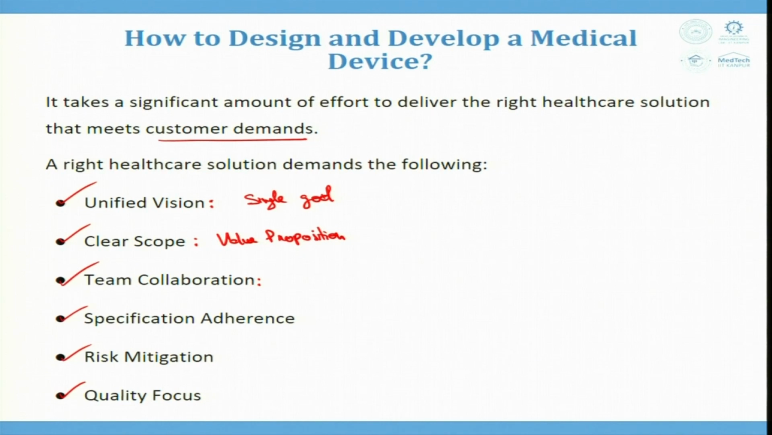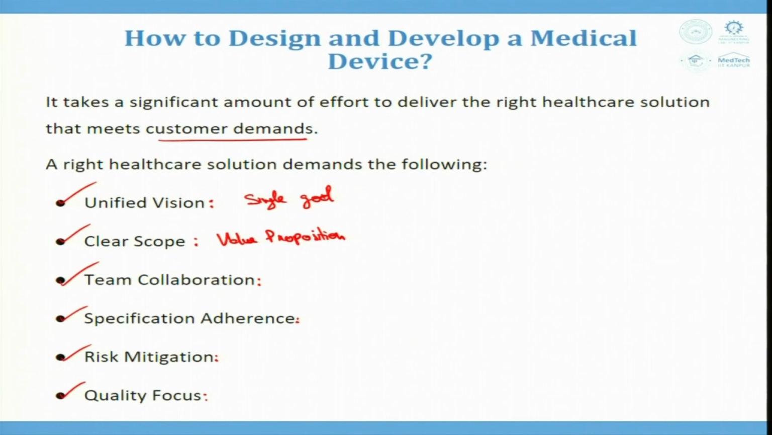Team collaboration means the collective efforts of all the stakeholders of the design process drive towards successful outcomes. Specification adherence means specifications that stem from the product definition should be adhered to. Risk mitigation is the core of medical device design, because potential risks have to be managed and mitigated simultaneously. Focusing on quality means maintaining high quality standards throughout the design, the development and the use.